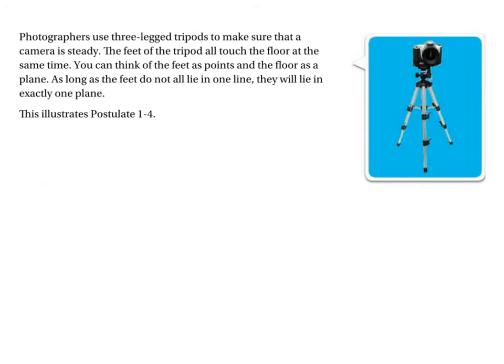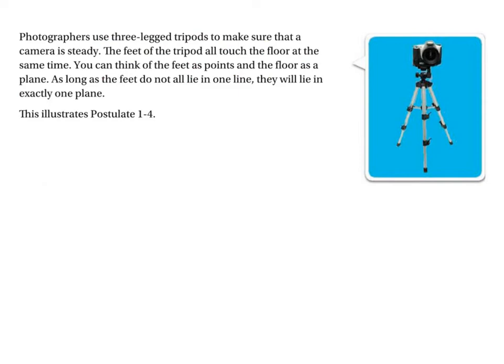Now, photographers use 3-legged tripods to make sure that a camera is steady. The feet of the tripod all touch the floor at the same time. You can think of the feet as point 1, point 2, point 3, and the floor as the plane. As long as the feet do not all lie in one line, they will lie on the flat, unique plane of the floor. And you can imagine that if we moved this leg in so that it was all on a line, the tripod would not be stable anymore.